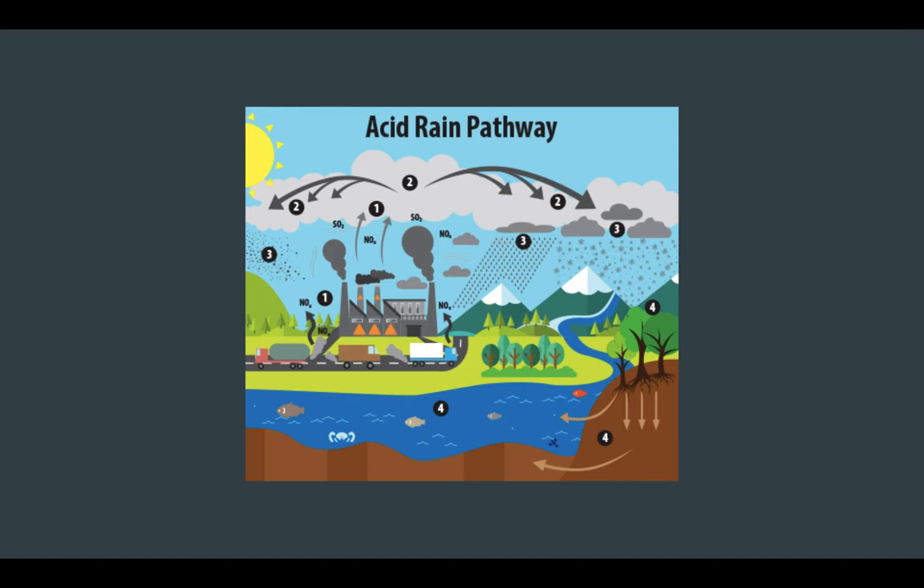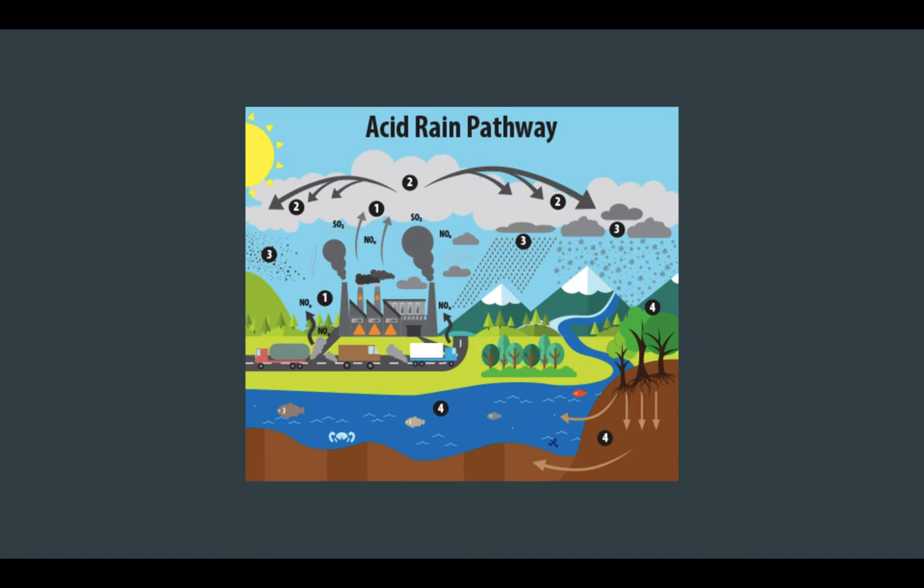So again, we see this image from this power plant. It falls back to Earth in many different ways. It reaches the soil through both rainfall and runoff and snow and ice melt. You see that snow and ice melt coming from the mountain there. It ends up in bodies of water, threatening the aquatic life that is there.